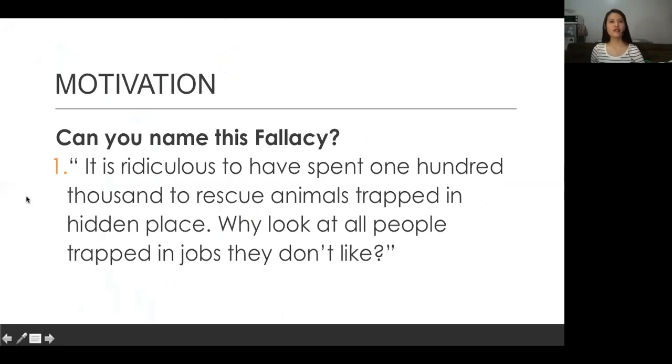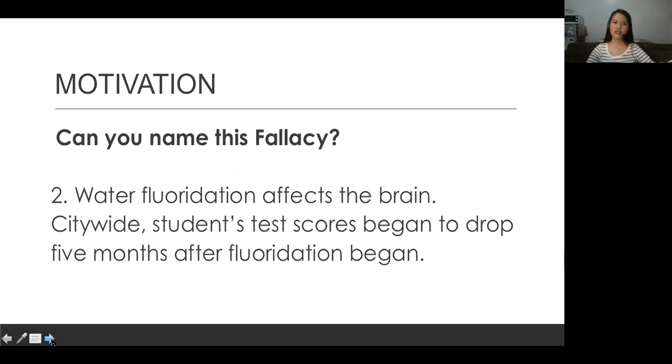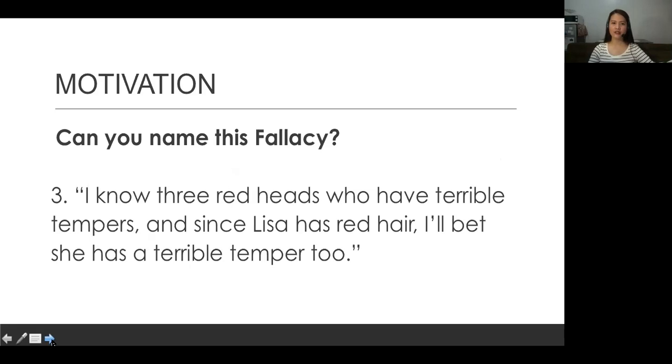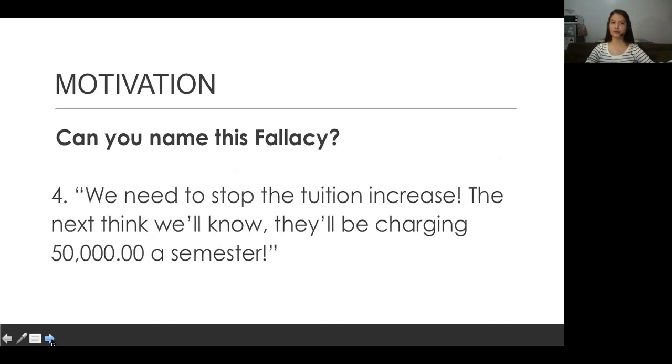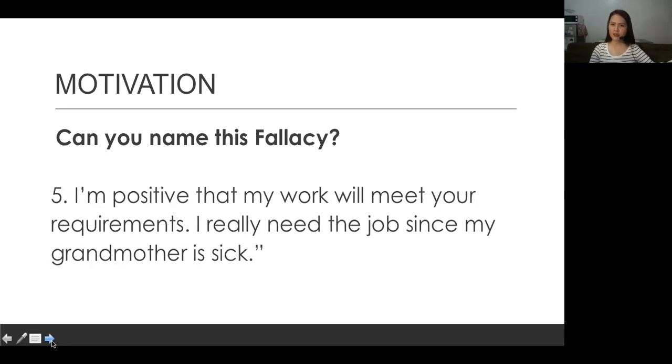All right, so can you name this fallacy? 1. It is ridiculous to have spent 100,000 to rescue animals trapped in a hidden place. Why look at all the people trapped in jobs they don't like? 2. Water fluoridization affects the brain citywide. Students' test scores began to drop 5 months after fluoridation began. 3. I know 3 redheads who have terrible tempers, and since Lisa has red hair, I'll bet she has a terrible temper too. 4. We need to stop the tuition increase. The next thing we'll know, they'll be charging 50,000 a semester. 5. I'm positive that my work will meet your requirements. I really need the job since my grandmother is sick.